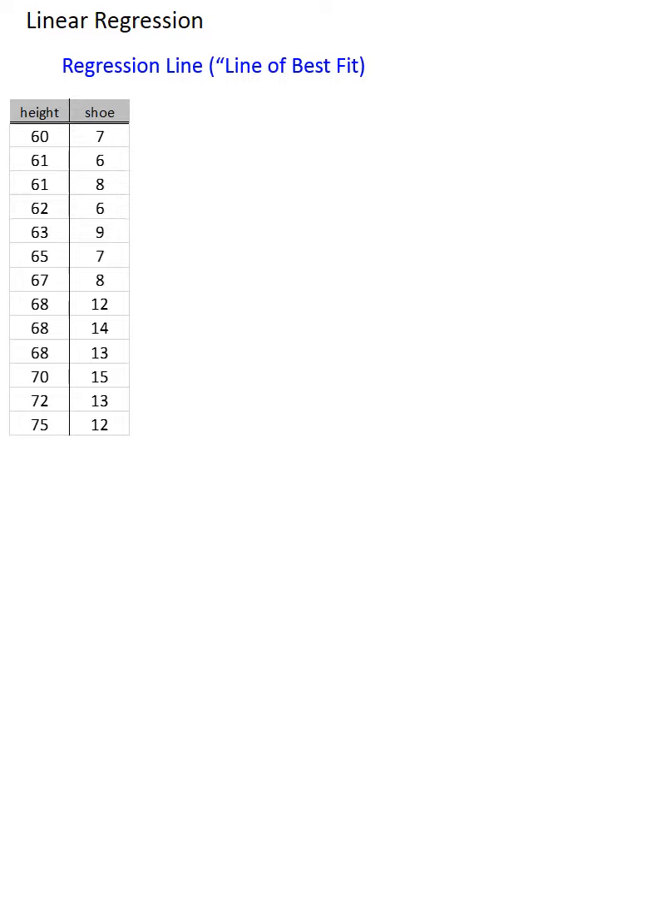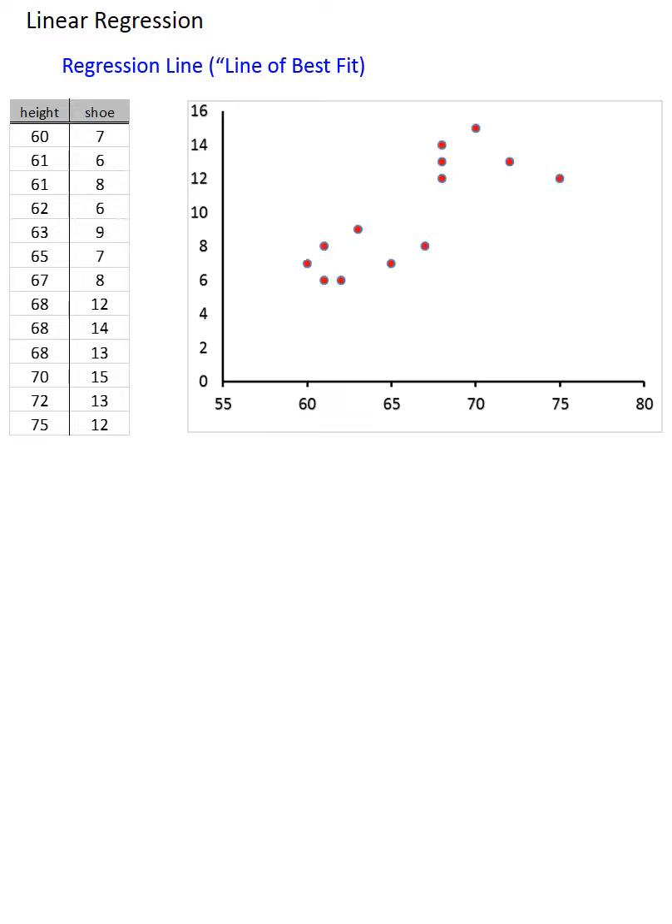Here's a situation. Suppose we were analyzing a correlation between a person's height in inches and their shoe size. Suppose we gathered all the data. Here's a plot of the data to give you a better sense of what it represents. Each dot on this scatter plot represents one person, their height and their shoe size.